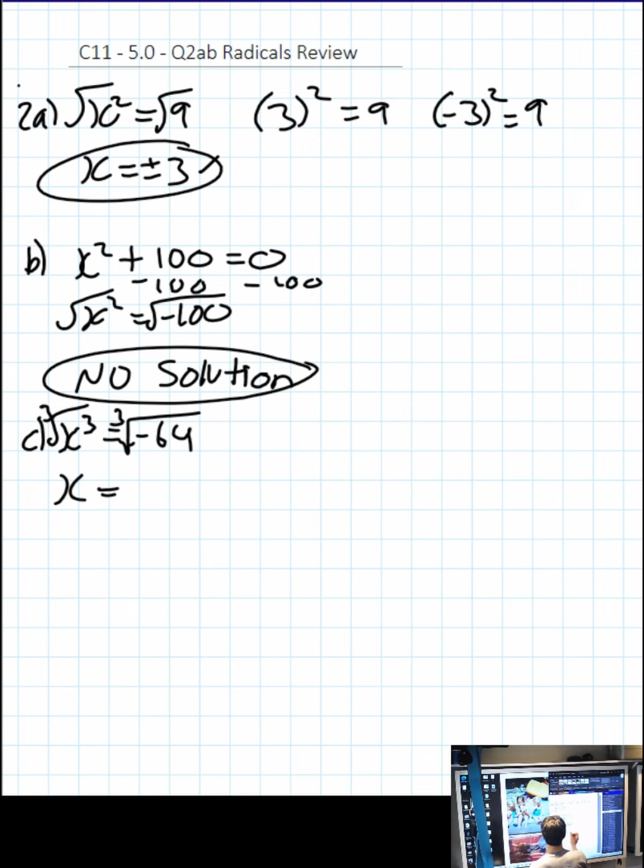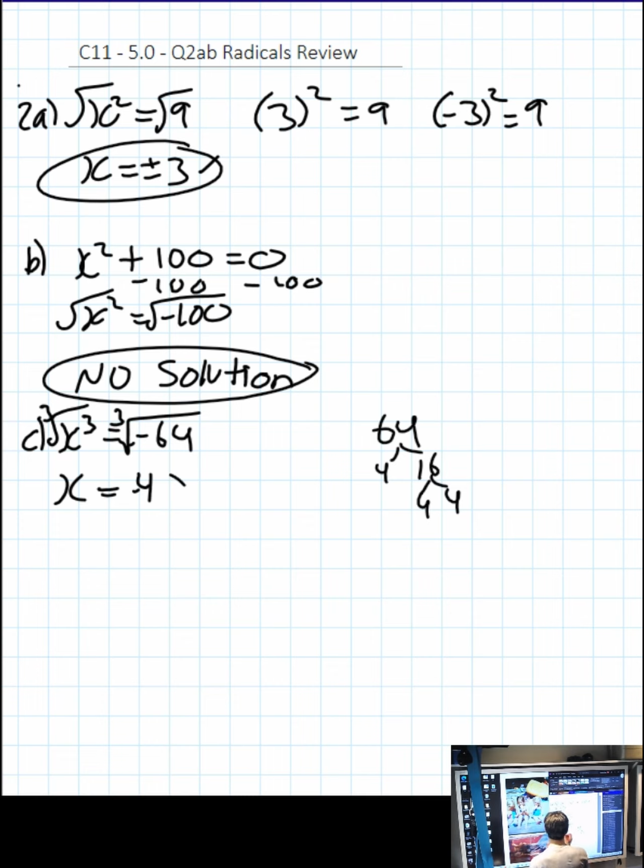Off to the right, let's do a prime factorization tree on 64. So let's go for 4 and 16. And 16 is 4 times 4. So this is the easiest way. We can see that it's 4 times 4 times 4. So the answer is simply negative 4.